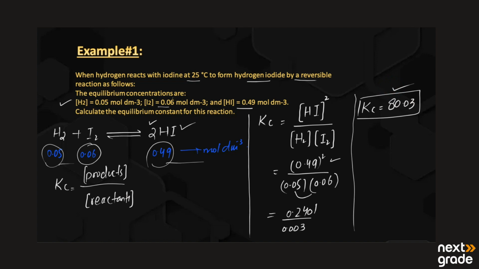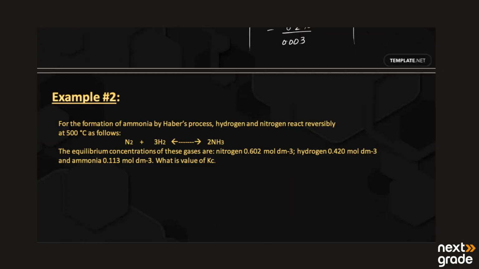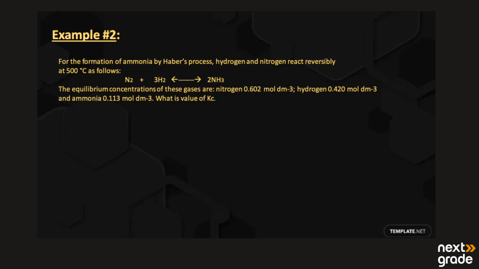Next we have the second example of how we can find the value of Kc. It is for the Haber process. This is the formation of ammonia, in which hydrogen and nitrogen react. So in the reaction, nitrogen reacts with hydrogen and forms ammonia. So let's write their concentrations.